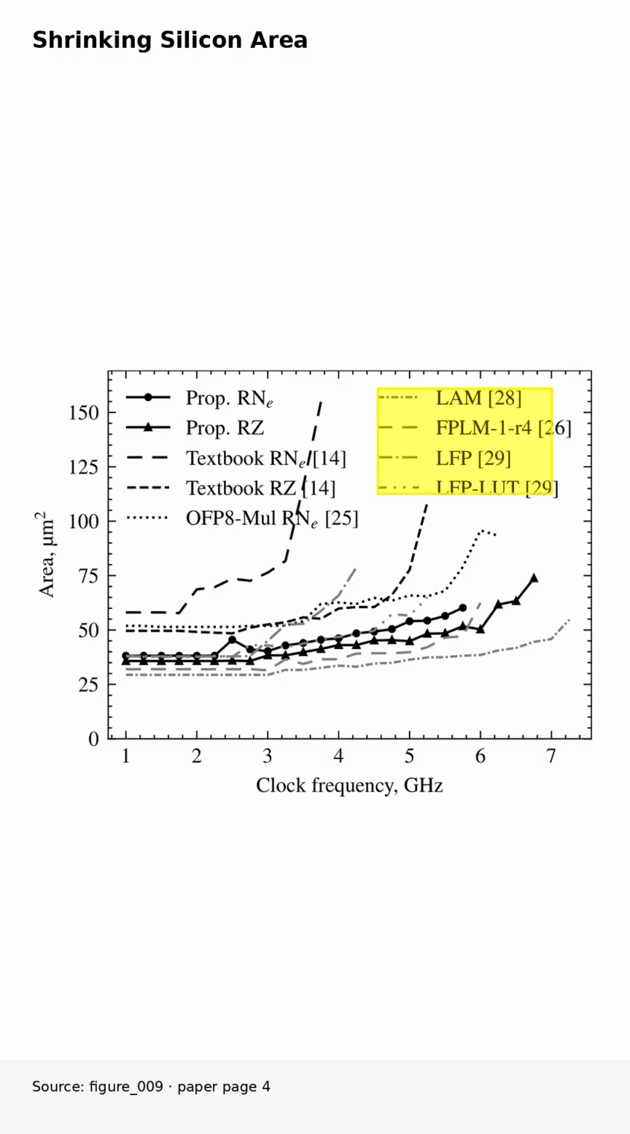These proposed exact E4M3 multipliers drastically outperform standard designs in both size and speed, and even hold their own against the cluster of gray lines at the bottom. However, those smaller comparison designs, like the LAM and FPLM1R4, only generate approximate results. The proposed architecture uniquely matches the footprint of an approximate multiplier while guaranteeing mathematically exact rounding.